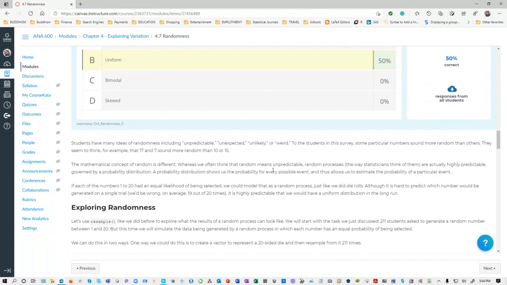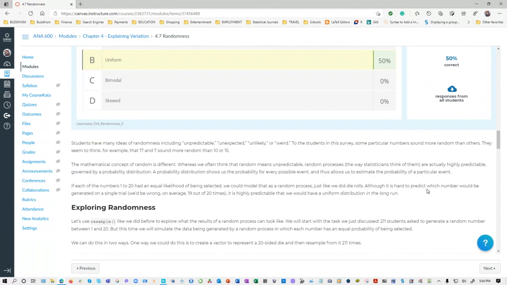Whereas we often think that random means unpredictable, random processes, the way that statisticians think of them, are actually highly predictable, governed by the probability distribution. A probability distribution shows us the probability for every possible event and thus allows us to estimate the probability of a particular event. If each of the numbers 1 to 20 had an equal likelihood of being selected, we could model that as a random process, just like we did with die rolls.